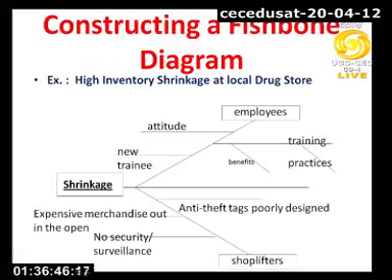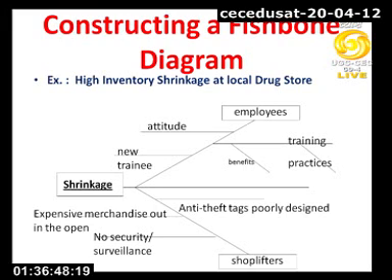Now, if we complete the diagram, it looks like this particular diagram. The problem is employees, shoplifters. Employees can have attitude problem, training and practices. Training is not adequate, or new trainees have been added to the shop floor, expensive merchandise out in the open, no security surveillance, and this completes the diagram.